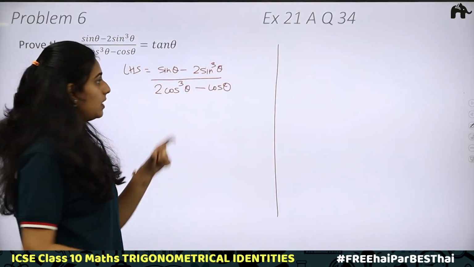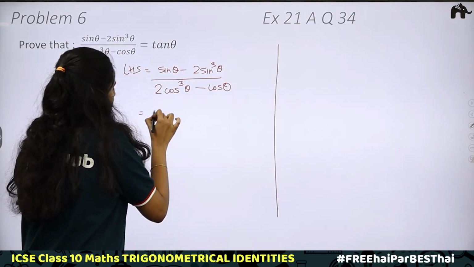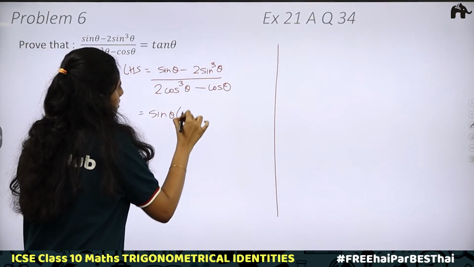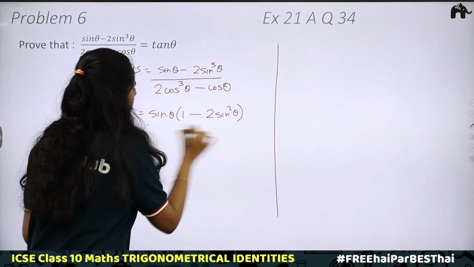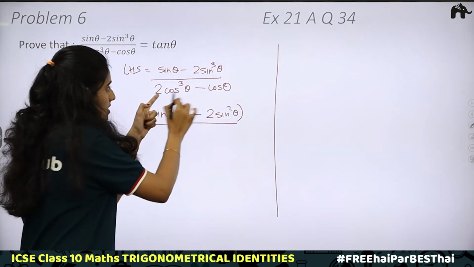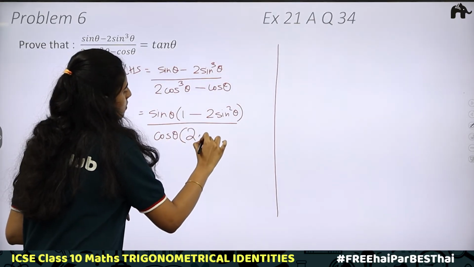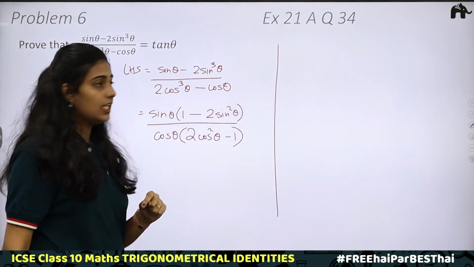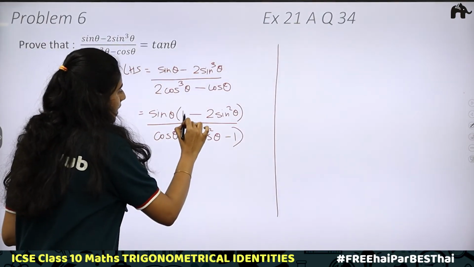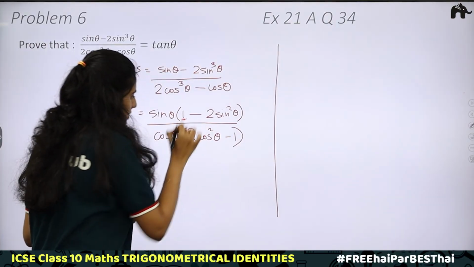Here when you take the numerator, sin theta is common in both the terms. So I am taking sin theta outside. Sin theta into 1 minus 2 sin square theta, divided by the denominator, where cos theta is common. Cos theta is taken out. Then 2 cos square theta minus 1. Okay. Now here we have 1 minus 2 sin square theta. I am going to change this 1.